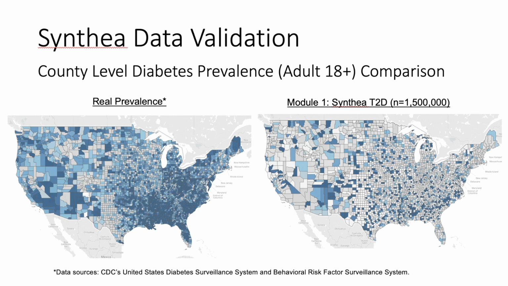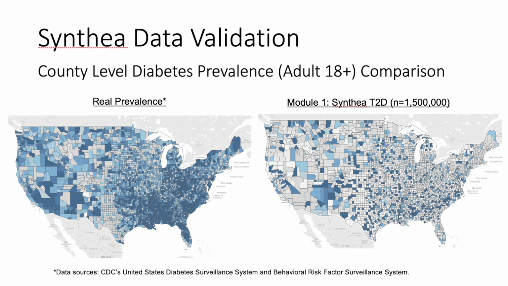This slide shows the county-level diabetes prevalence comparison for US adults age 18 and older. The left map is the real prevalence rate from CDC National Statistics. The right map is produced using synthetic data from the original Synthea type 2 diabetes module containing 1.5 million adults.